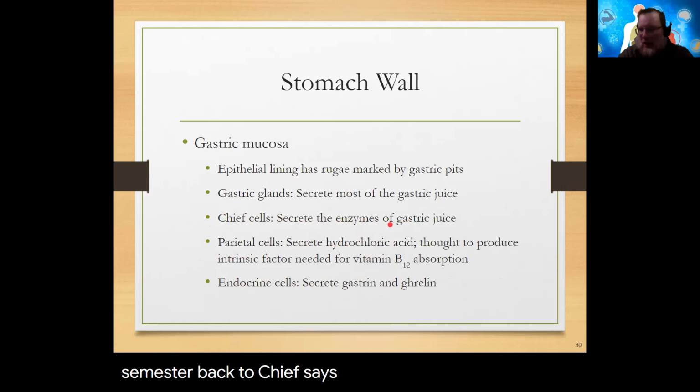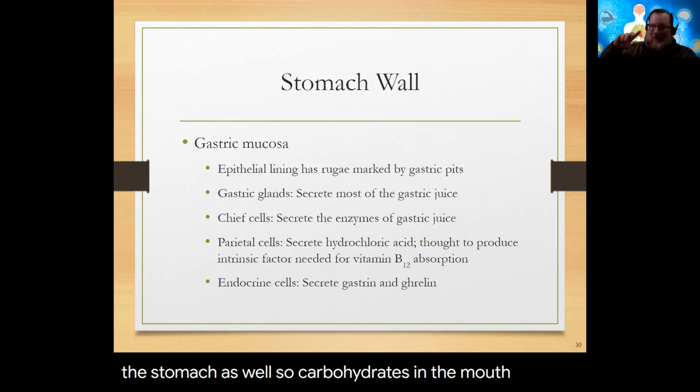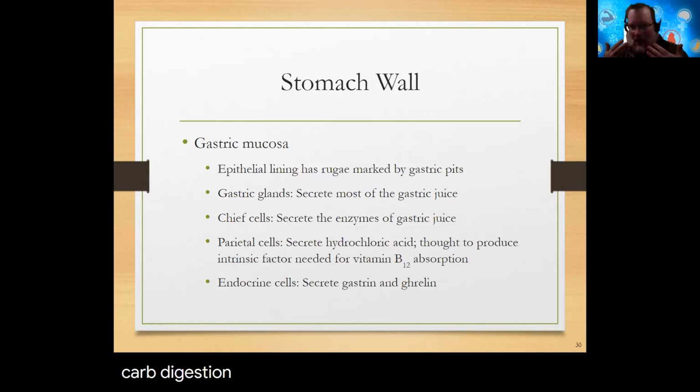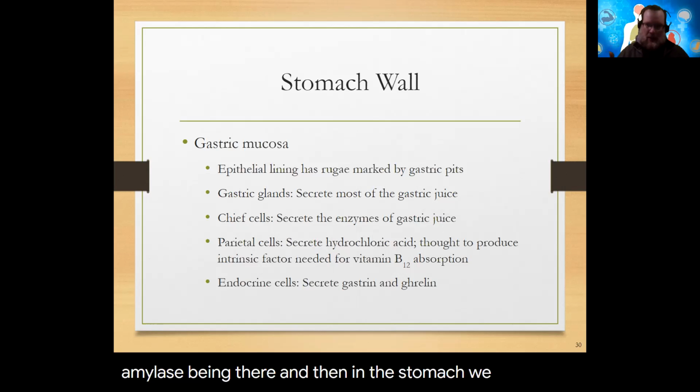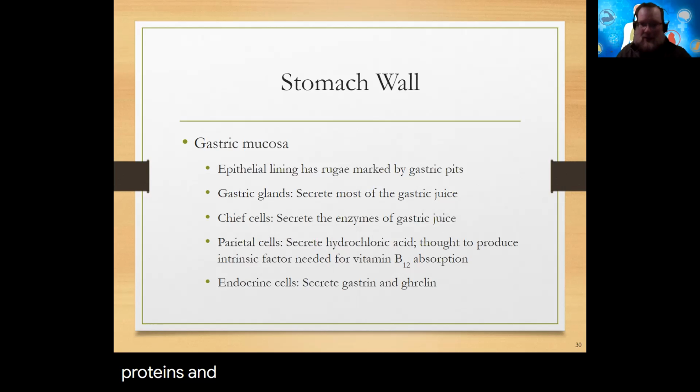Back to chief cells secreting enzymes, we look at something called pepsin. Pepsin is going to help with protein digestion. So we do see protein digestion begin in the stomach. We also see some lipid digestion beginning in the stomach as well. So carbohydrates in the mouth, carb digestion begins in the mouth because of that salivary amylase being there. And then in the stomach, we see proteins and fats starting to get digested.